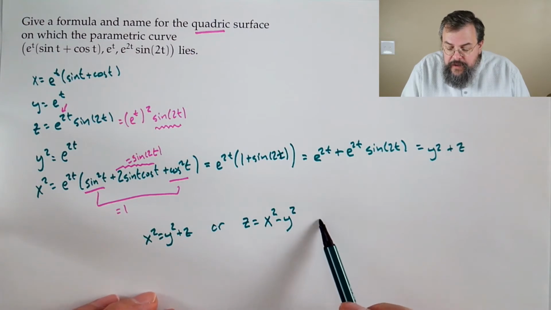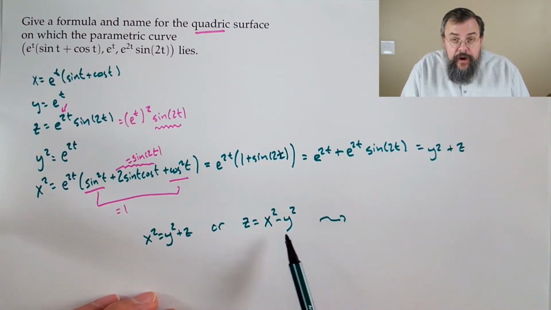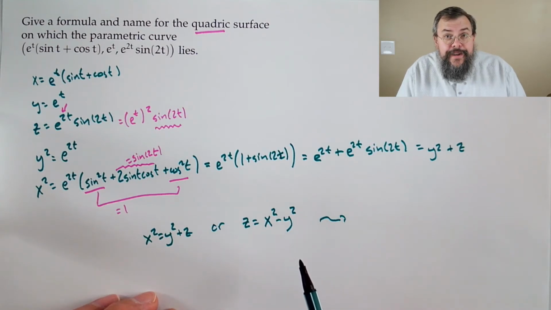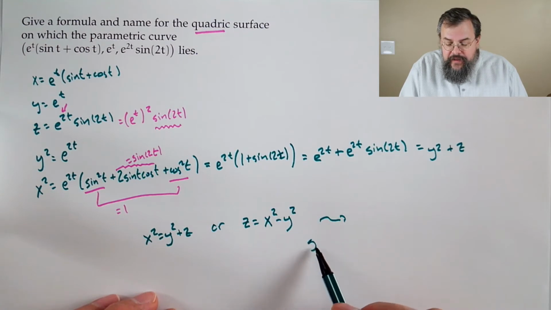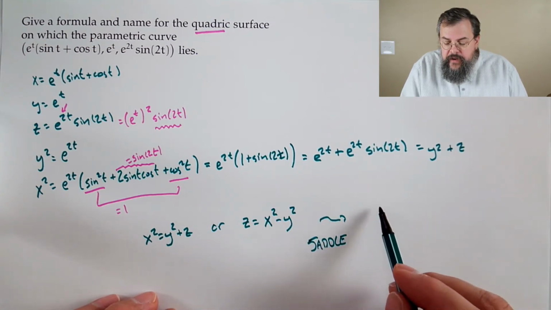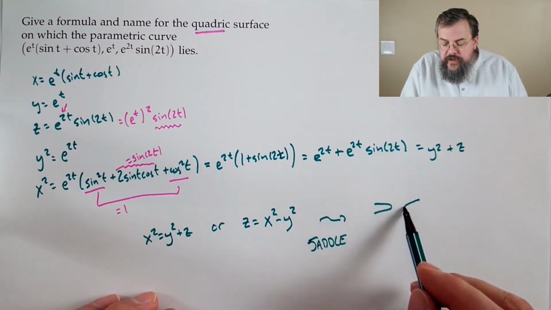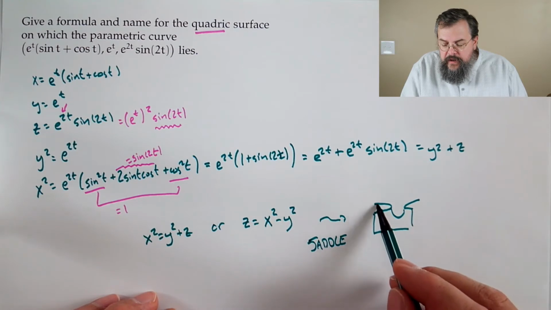This is a surface. We can actually talk about what it is. This is a paraboloid. Do you remember which kind? It's the hyperbolic paraboloid, also known as a saddle. And as far as the surface goes, it looks something along the lines of this.